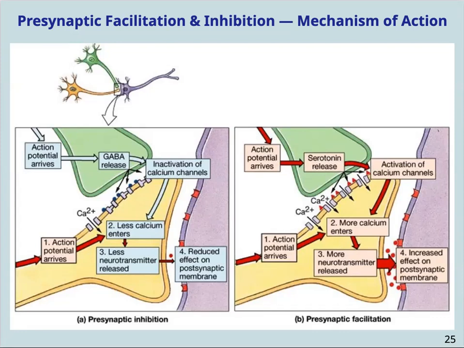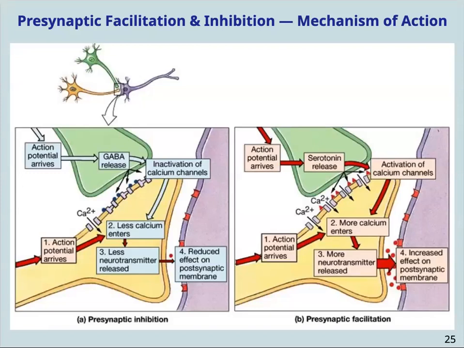Presynaptic facilitation can be elicited by the neurotransmitter serotonin through its enhancement of the activation of calcium channels. So remember those voltage-gated calcium channels that open upon being triggered by an action potential arriving at the axon terminal? Well, a neurotransmitter like serotonin can actually enhance it and cause more of those calcium channels to open. And more calcium influx means more neurotransmitter release, and therefore more neurotransmitter binding to the postsynaptic cell, and therefore increased effect on that postsynaptic membrane.